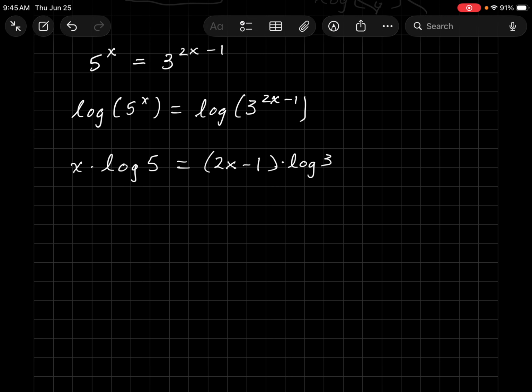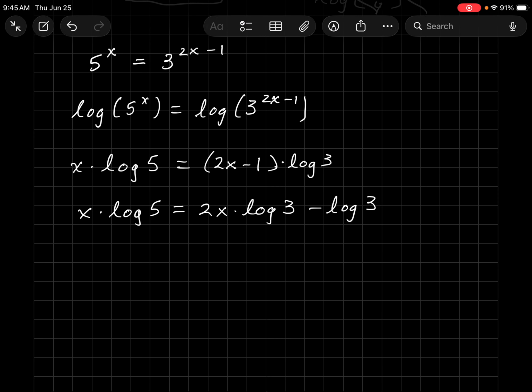Our goal is to isolate the x. So I will do some algebra. And on the right side, I will distribute because I can. I'm hoping something like this helps. Of course, I know it will, but if you're unsure, do algebra that you can do that's correct and see where it leads you. So I will distribute the log 3, giving me 2x times log 3 minus 1 times log 3.